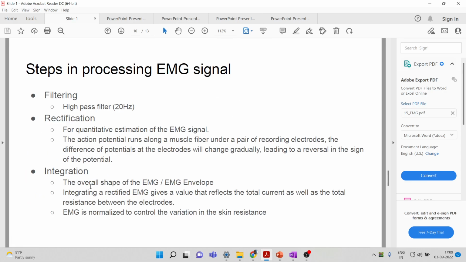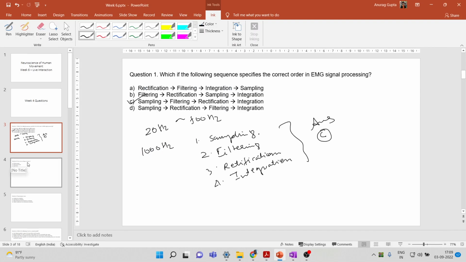So here it is written. Integrating a rectified EMG gives a value that reflects the total current as well as the total resistance between the electrodes. Okay, so now let's go on to the next question.